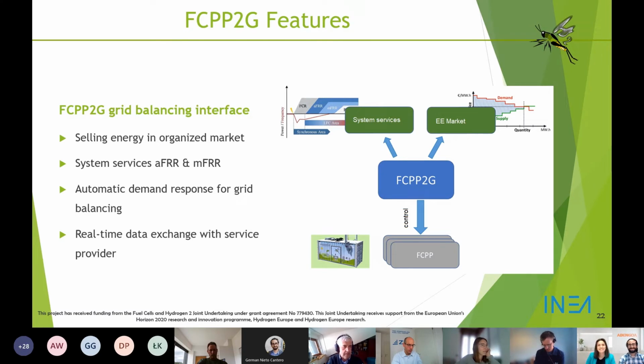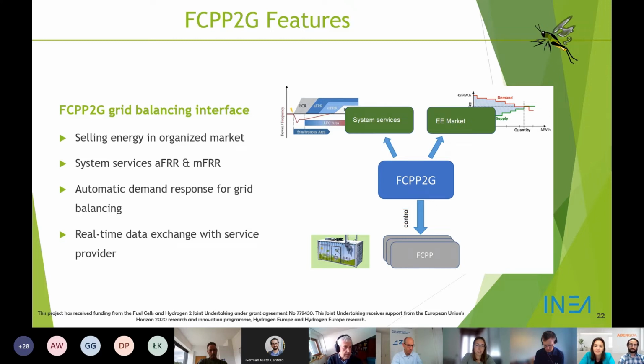The demand is a very important factor. So INEA has provided an interface. We call that smart grid interface, that is able to connect the control system, which is, let's say, wider, more services together to the fuel cell system that is basically providing the electricity to the grid.